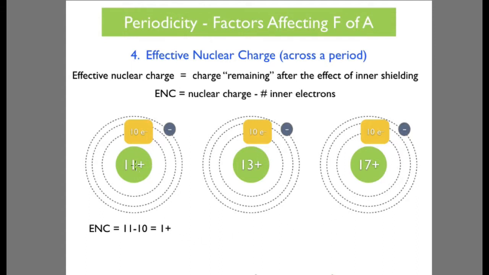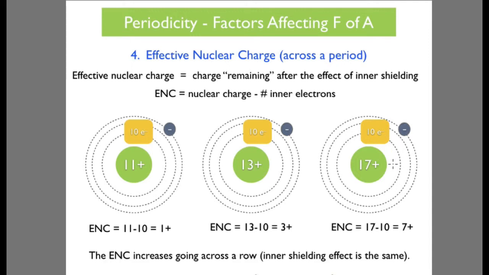We've got a charge of 11, we've got 11 protons. Take away the 10 shielding electrons, we've got an effective nuclear charge of 1. Here, 13 protons with 10 electrons shielding. 13 minus 10 is going to give us an effective nuclear charge of 3. And over here we have an effective nuclear charge of 7, because we've got 17 protons and 10 shielding electrons. So the effective nuclear charge increases going across the row. The inner shielding effect is the same.